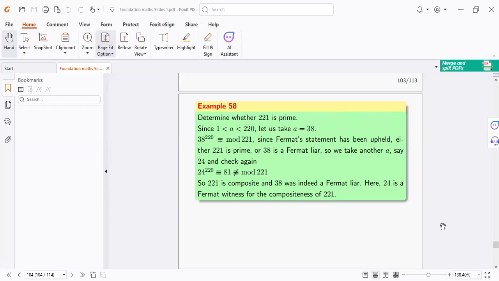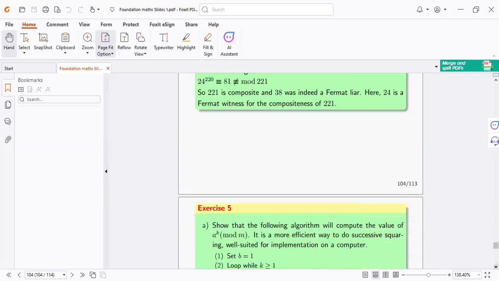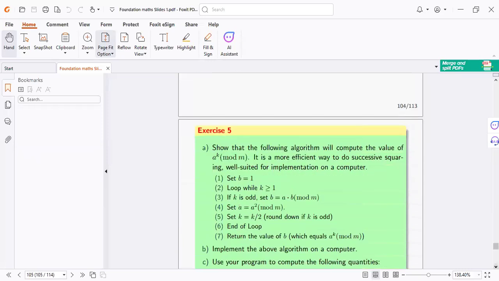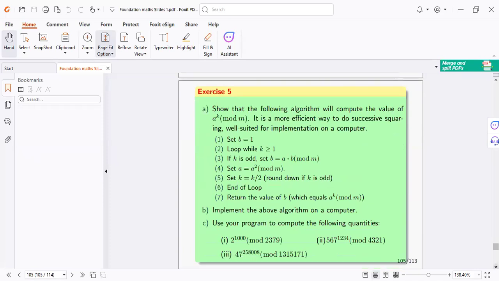Now, as I said, we have other algorithms one can use to tell if a number is prime or not, but I decided to first look at this Fermat test. Now, this exercise, I think I had already sent. Show that the following algorithm will compute the value of this. Those are numbers raised to a bigger value, and we are using successive squaring. So maybe look at it.